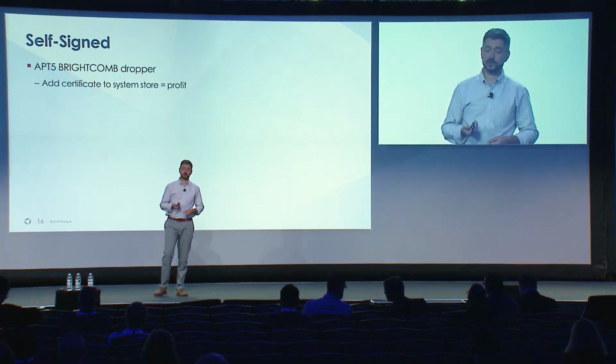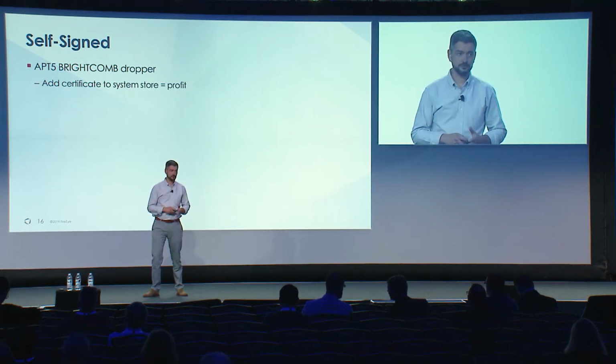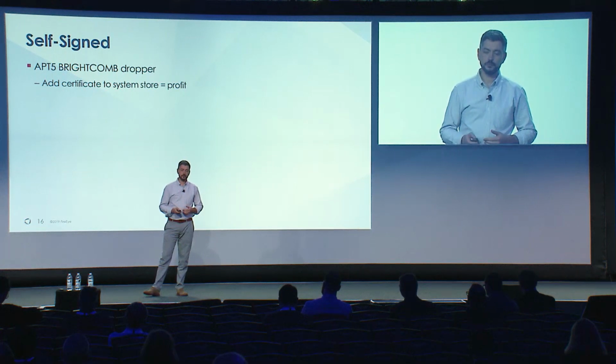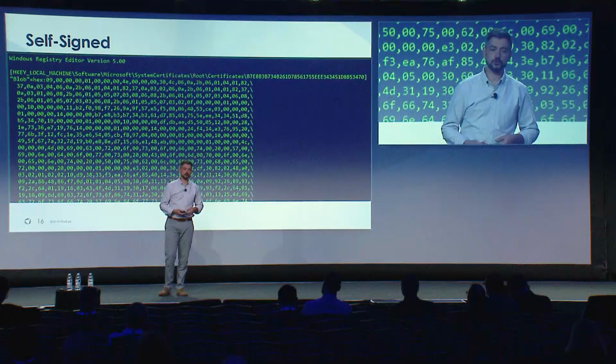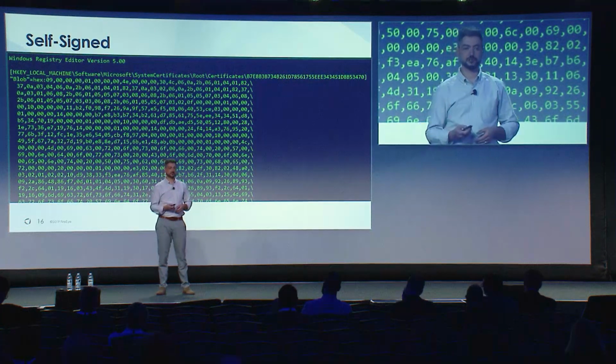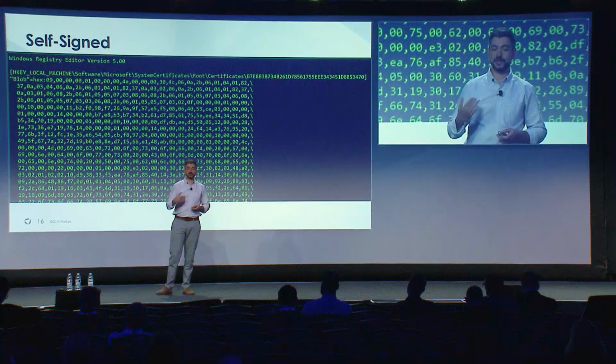So a real-world attack we saw with this is APT5. They had a dropper we call Brightcomb. They self-signed the final implant. But what the dropper would do is add the certificate to the local certificate store on the system. So this is another mechanism that's in place for things like testing.